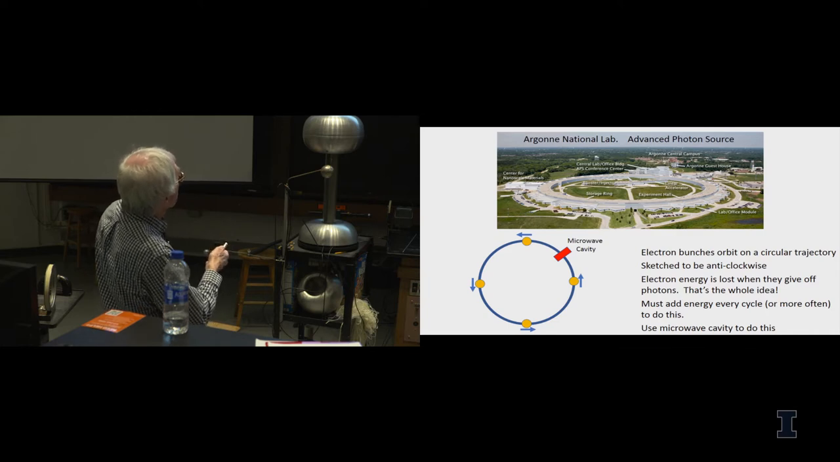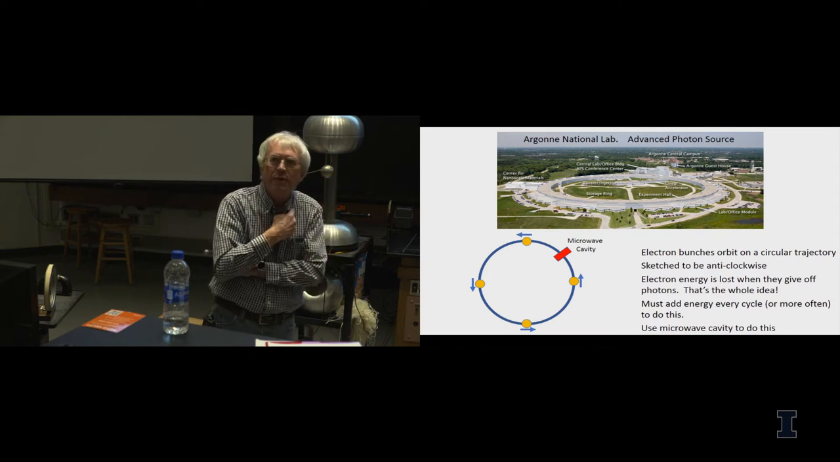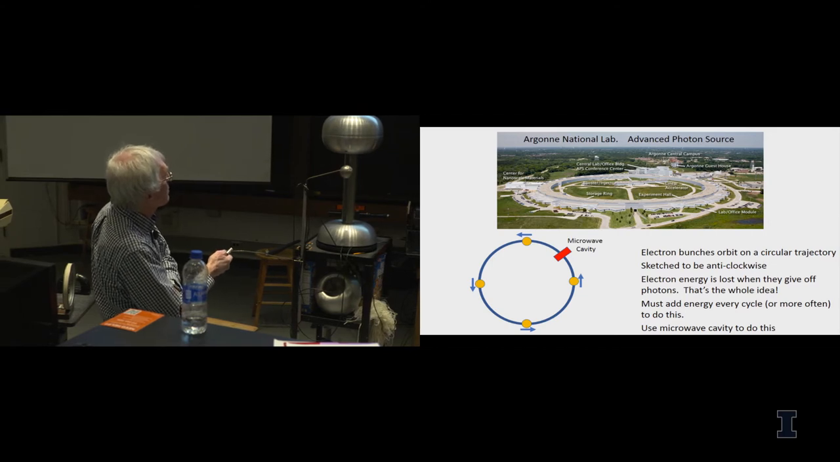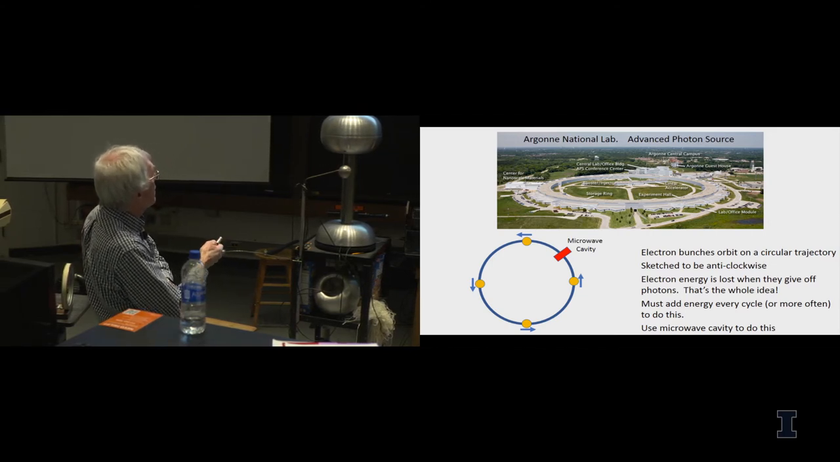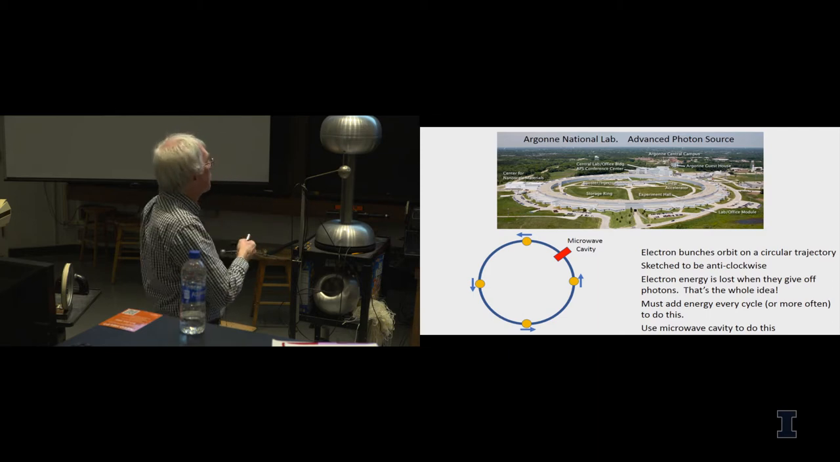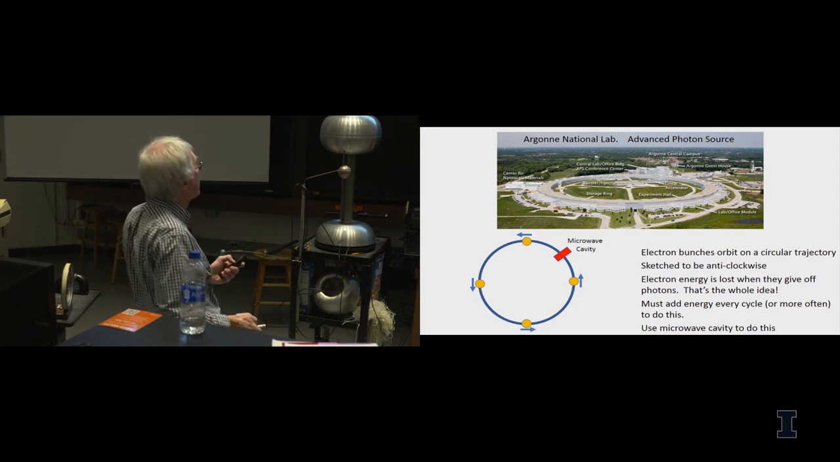Now, when electrons travel around here, they emit radiation just by being made to go on a circular orbit. And this causes energy to be lost. If they emit energy in the way of radiation, then somehow you've got to bring them back to the state that they were in so that they travel at the right speed going around the loop. Otherwise, they would just eventually stop. So you've got to add energy every cycle, or maybe you have several of these cavities and you do it more often. And what you do is you use this microwave cavity that we saw in the previous slide to take care of that job.